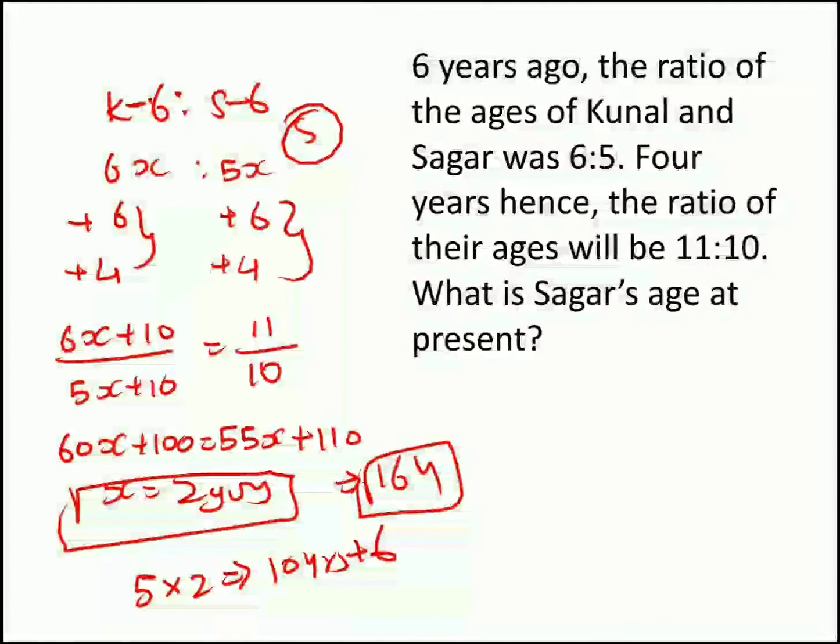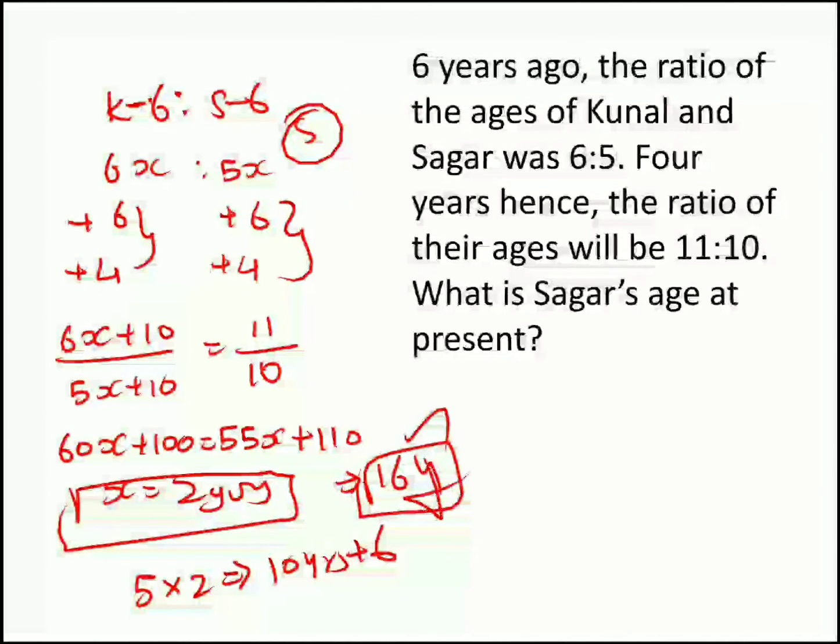Hope you understood the concept, right? So if you write the age of Sagar is 10 years, then your answer is obviously wrong, because in the question itself, it is clearly given the age of Kunal and Sagar before 6 years is 6:5. So if you substitute 2 in 5 into 2, you get only 10 years. So this 10 years is the age of Sagar before 6 years. So after 6 years, that is currently, it is 10 years plus 6, 16 years. So 16 becomes the answer for the particular question. Hope you understood the problem, right?